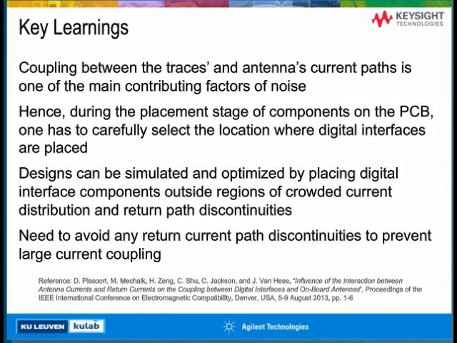So the key learning from this example is that the coupling between the traces and antenna current spots is one of the main contributing factors of noise. During the placement stage of components on the PCB, you have to carefully select the locations where you put the digital interfaces. Designs can be simulated and optimized by placing digital interface components outside of regions of crowded current distributions and return path discontinuities, and you really need to avoid any return path discontinuity to prevent large current coupling.